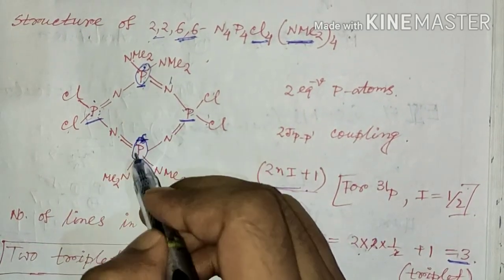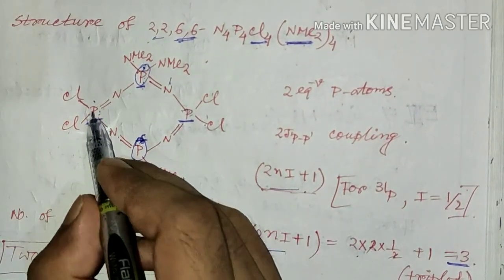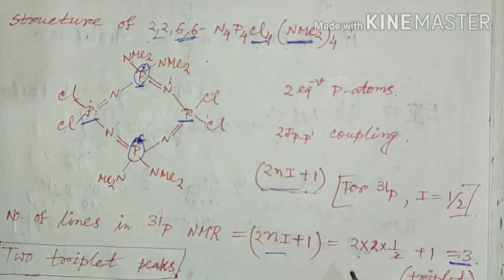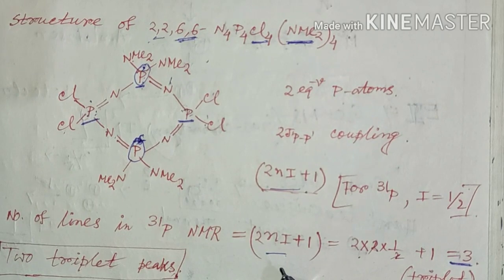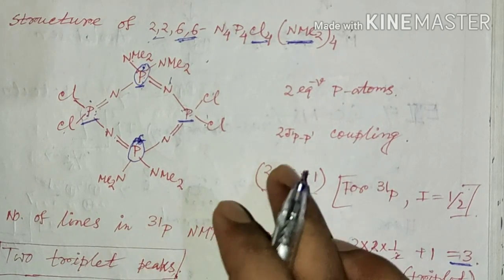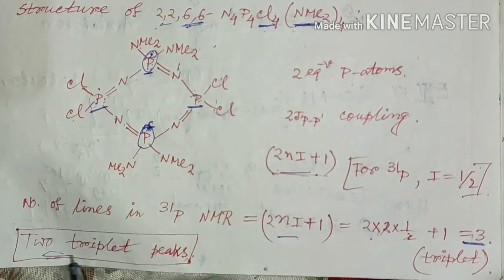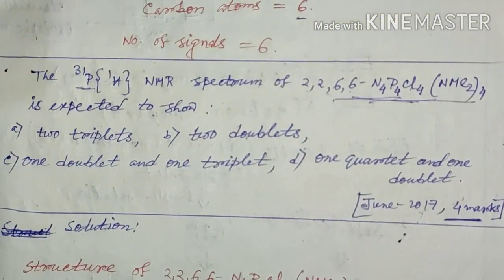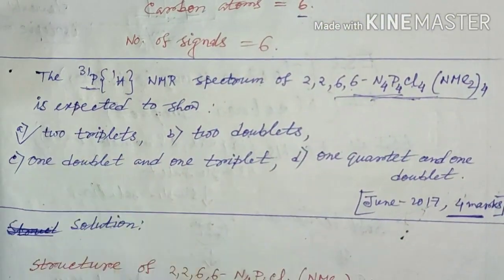That means both of these two phosphorus nuclei will be triplet, and similarly these two phosphorus nuclei will also be split by these two phosphorus nuclei and they will also be triplet. That means there will be two peaks and both these peaks will be triplet. That is, the first option is the correct answer.